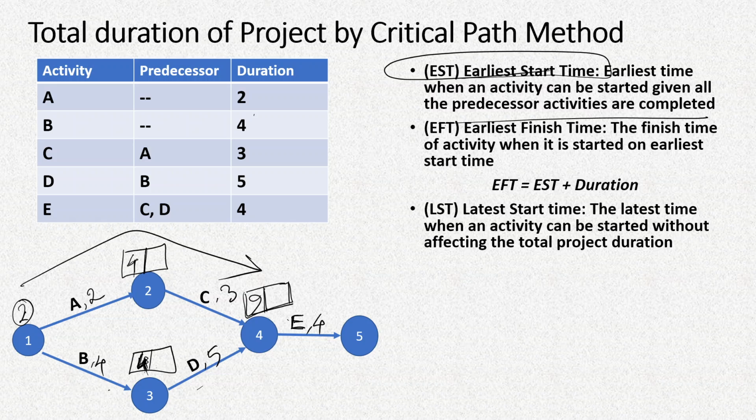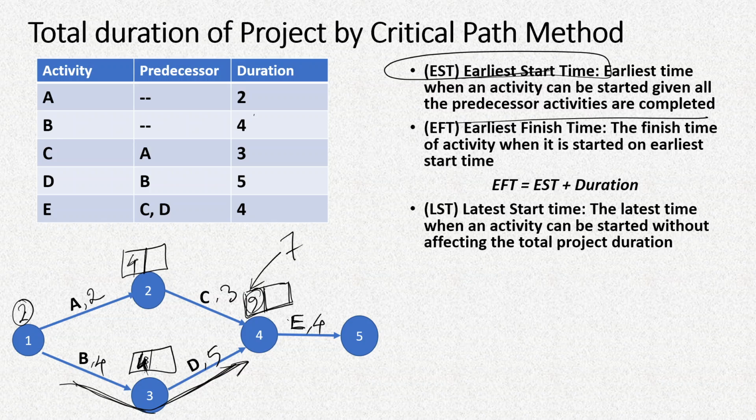After the 4th day, activity C will take 3 more days, so that is the 7th day. But even if we start on time, this path B and D will complete only on the 9th day. So that means we could start these activities A and C on a later date than was scheduled. But what is the latest that we can start this activity? It has to be started so that it is completed on the 9th day, which is the path completion time of this path B and D.